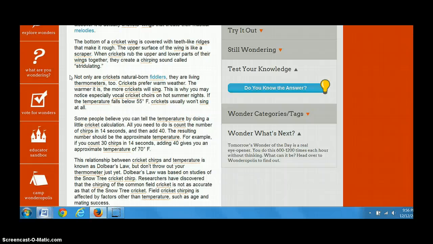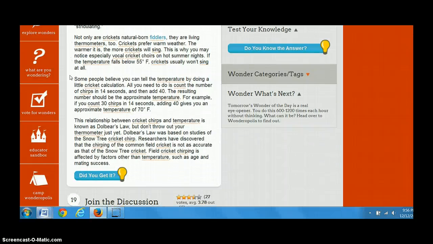I want to reread. When crickets rub their upper and lower parts of their wings together, they create a chirping sound called stridulating. Not only are crickets natural-born fiddlers, they are living thermometers too. Crickets prefer warm weather. The warmer it is, the more crickets will sing. This is why you may notice especially vocal cricket choirs on hot summer nights. If the temperature falls below 55 degrees Fahrenheit, crickets usually won't sing at all.